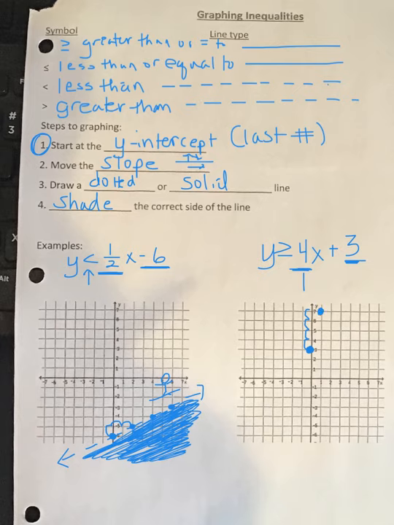Last time we made a couple dots, but this time we can't because we'll fall off the graph if we do that. All right, this time your symbol is greater than or equal to. So that means it's a solid line. So we're going to draw a solid line. Make it go all the way through your graph.